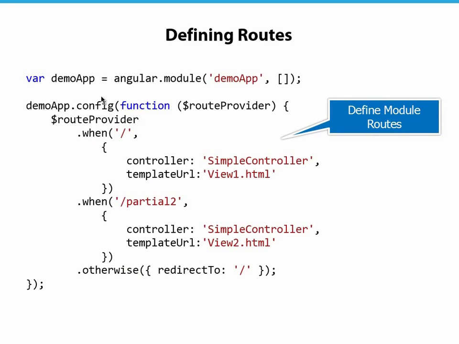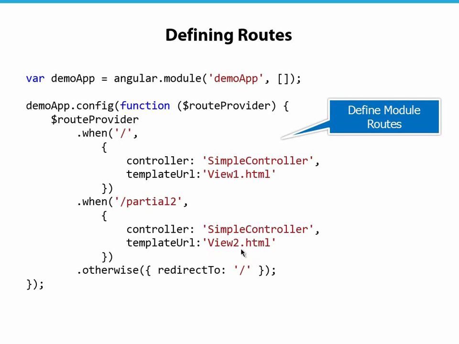So what we're going to do is use that config that I showed earlier. We have the Angular module, demo app, no dependencies. Now I'm going to configure the module with some routes. Another object that's available in Angular is called the route provider, as you see here. It's kind of like the scope. It's injected in dynamically just by defining $routeProvider as your parameter. In this case, we're going to say, hey, route provider, when the route is just a slash, the root, we want to use simple controller with view1.html. When the route is /partial2, we want to use the same controller in this case, but you could certainly use a different one, with template URL of view2.